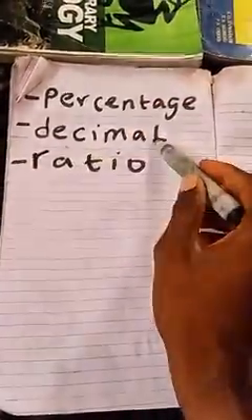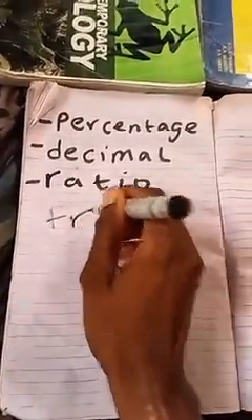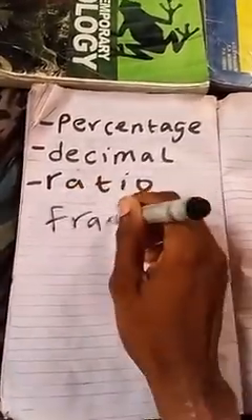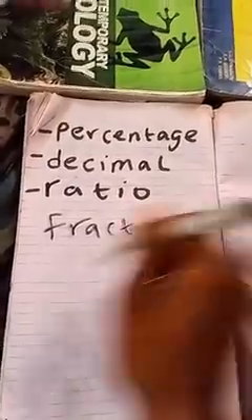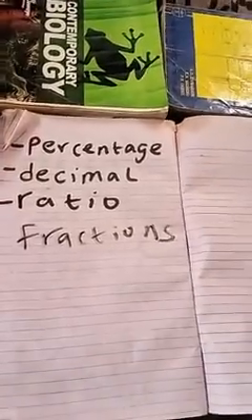Percentage, decimal, ratio. These topics look familiar, don't they? But there's something you don't really understand about these topics, and this is the reason why most students struggle with mathematics. Once you get the concept, you should know that these three topics revolve around fractions. That's basically what these three topics revolve around: fractions.